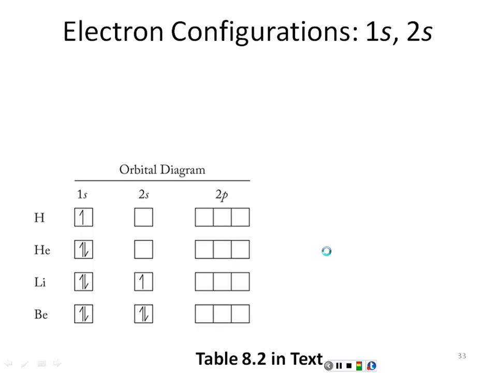Now let's continue on in the periodic table with lithium and beryllium. Here we see the orbital diagrams for hydrogen, helium, lithium, and beryllium. These orbital diagrams are written sideways. That's just to save space. Remember that the energy levels of the 2s and the 2p are actually higher than the energy level of the 1s, as shown up here. But we're writing them horizontally to save space.